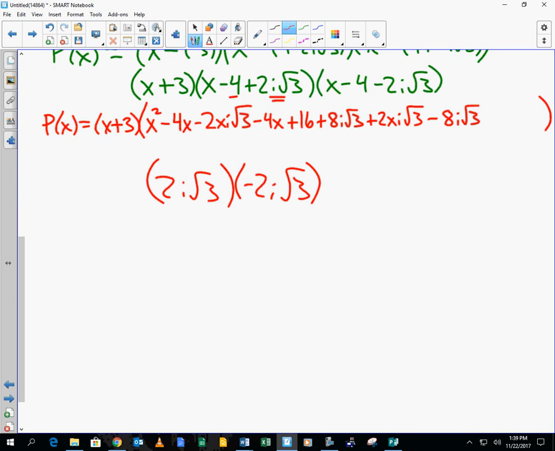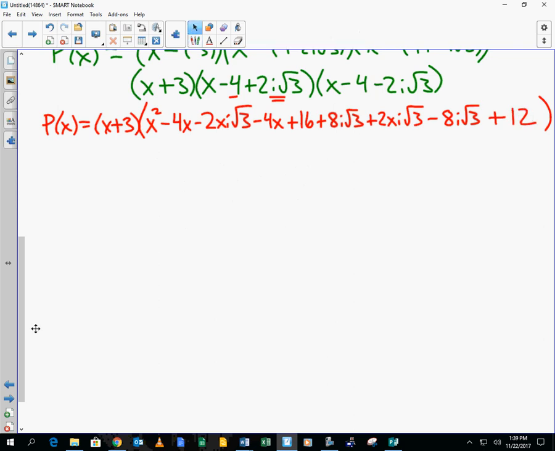What's 2 times negative 2? What's i times i? And what's root of 3 times root of 3? So I get positive 12. Wow. Hopefully we've got some good news that comes out here. What cancels? Yeah, it's like Christmas. It's like just start crossing it off. Yay! Boom, gone. It's the problem that keeps on giving, right?